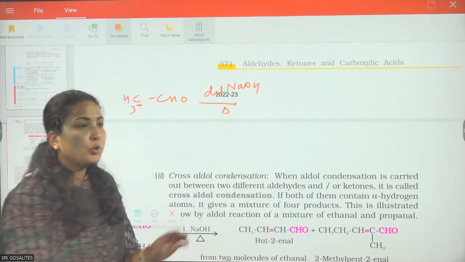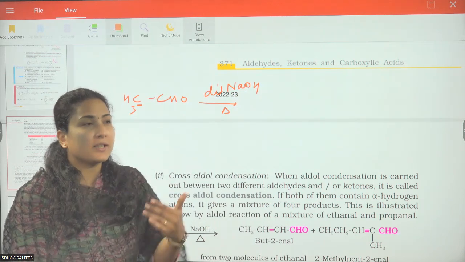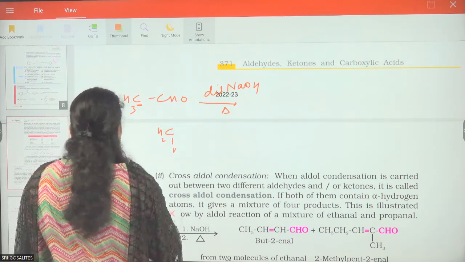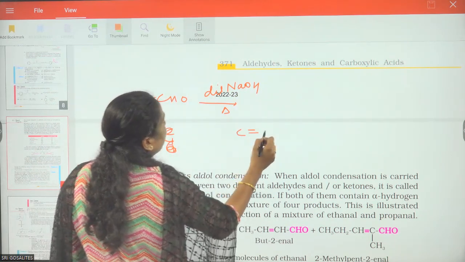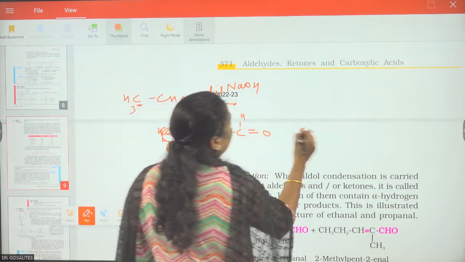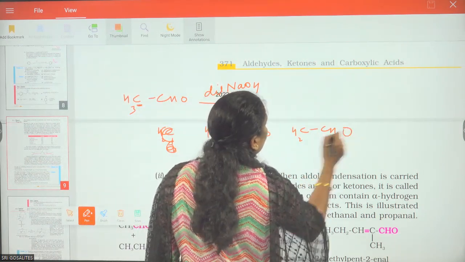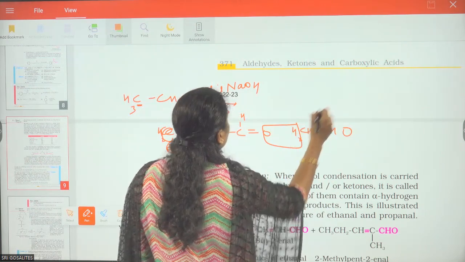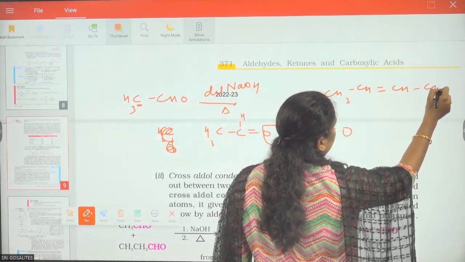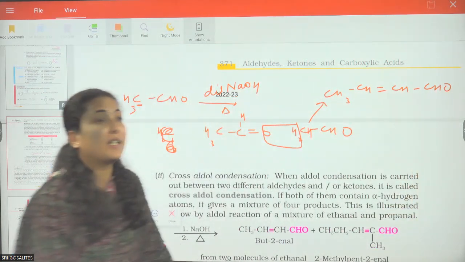Right. So if you want to form the condensation product, all you need to do is, in fact, I'll write here C double bond O H CH3, and you are having alpha H CH2CHO, right? So you remove H2O and you'll be able to form CH3CH double bond CH-CHO. This is what is the condensation product.